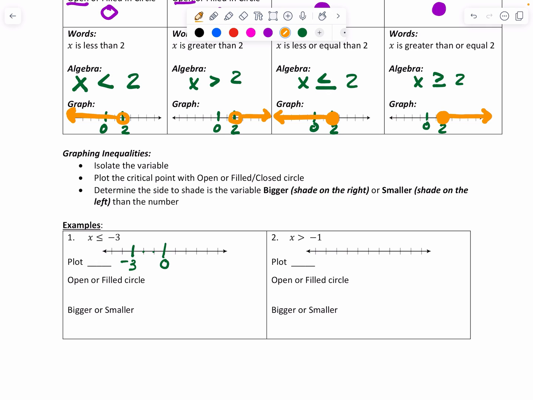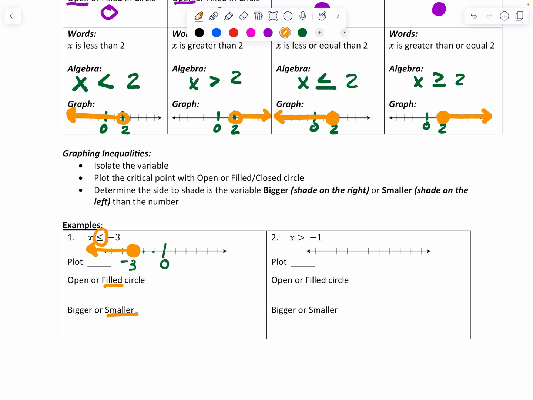So that's my critical point. -3 is my critical point. I'm going to circle it and fill it in because it was "or equal to." Because it's or equal to, I fill it in. And then to the left, because it was less than or equal to. If it was greater than, I would have gone to the right. Okay, so I plot -3. It's a filled in circle. And then it's everything smaller than that.